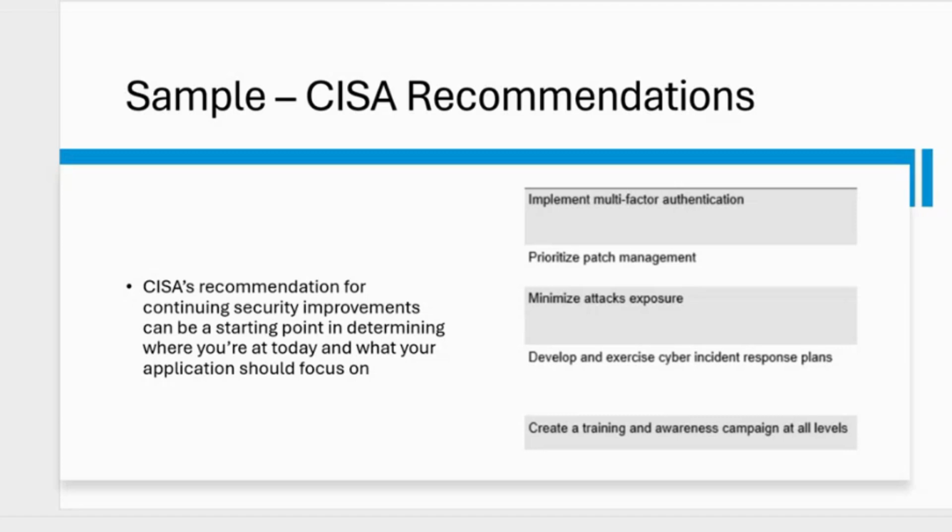Again, when you look at a sample of CISA recommendations, implementing multi-factor, we're aware of those. Patch management, trying to minimize attack exposure. Developing and exercising your cyber incident response plans, creating training and awareness campaigns. So from that perspective, it's kind of low level, but if you're including a multi-factor solution and a VPN solution, you can say, we don't have a multi-factor solution in place. We would use our funding to purchase a multi-factor solution, which is a best practice from CISA, our cyber insurance provider, as well as NIST guidance.